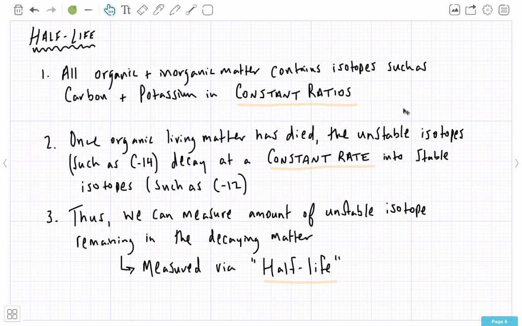Once this living organic matter has died, unstable isotopes, such as carbon-14, will decay at a constant rate into stable isotopes such as carbon-12. Different isotopes have different rates of decay, but if it's, say, carbon-14, carbon-14 will always decay at the same rate, no matter what the environment is, no matter what the temperature is, anything, always the same rate. So based on that, we can measure different amounts of unstable isotopes remaining in that decaying matter. And this is usually measured via half-life.